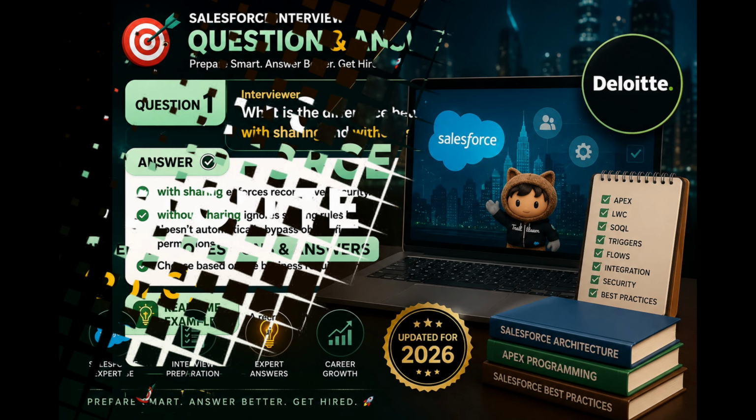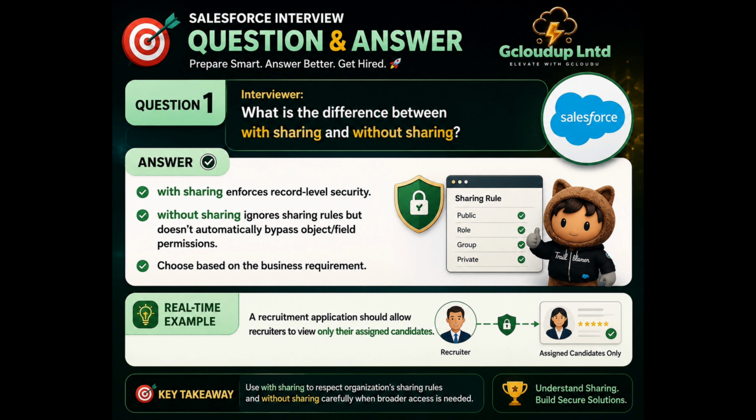First question: what is the difference between with sharing and without sharing? The with sharing keyword enforces Salesforce record-level sharing rules. That means a user can only access records they are allowed to see. On the other hand, without sharing ignores sharing rules, but it doesn't bypass object-level or field-level security.